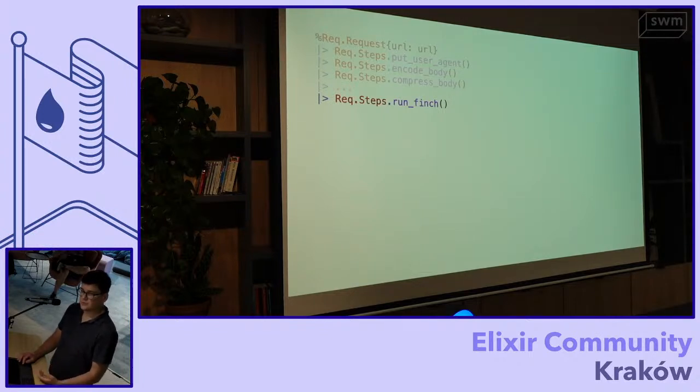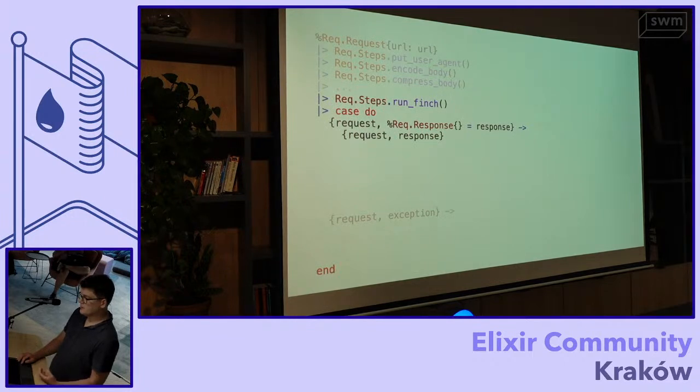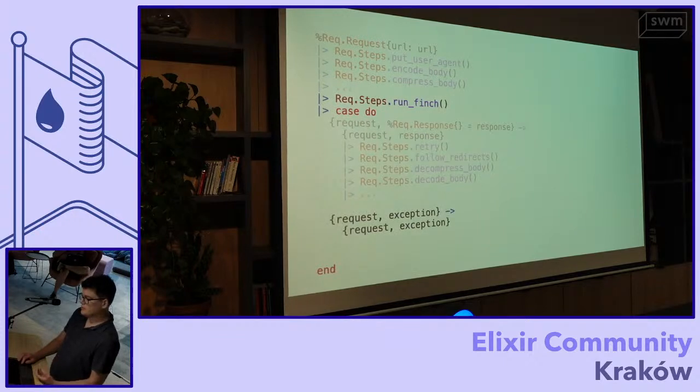Again, we use Finch by default, and this step is just a little bit different. Instead of returning the request, it would return either of these 2 things: either the request response tuple or the request exception tuple. So in the first case, we would take this tuple and pass it through response steps. Again, maybe if there was an error, we would try to retry. If there was a redirect, we would try to follow it, decompress body, decode body, and so on and so forth. And in case of error, we would again take the tuple and maybe retry the error.